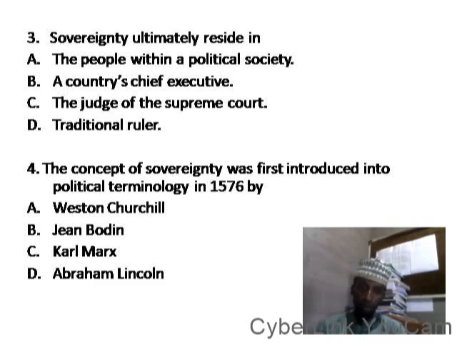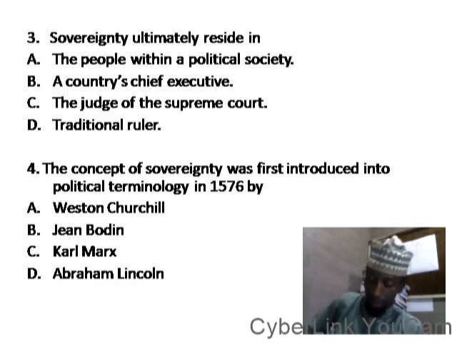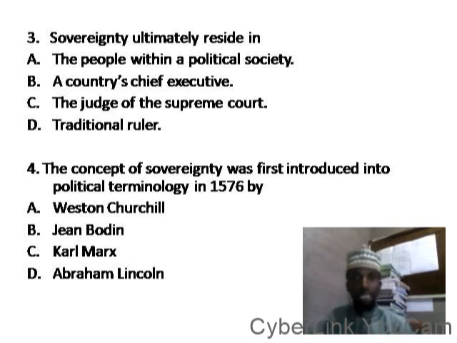Number 4, the concept of sovereignty was first introduced into political terminology in 1576 by: A, Winston Churchill; B, Jean Bodin; C, Karl Marx; D, Abraham Lincoln. The correct answer to the question is Jean Bodin.